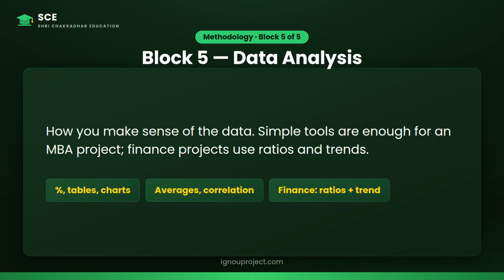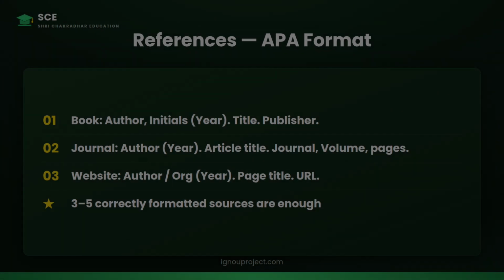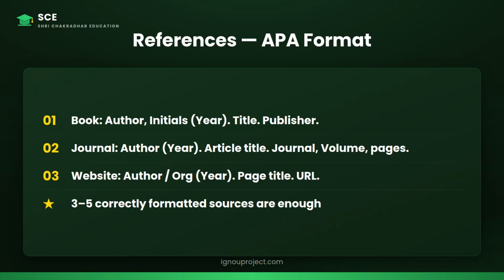So remember the 5 building blocks of methodology: design, population and sample, sampling method, data collection, and data analysis. When you state all 5 clearly in your synopsis, your methodology looks professional and gets approved. A vague or missing methodology, on the other hand, is one of the fastest ways to get sent back for correction. Next, let's quickly cover how to list your references correctly, and then move to the project guide and the approval process. Let's quickly handle references, and then the project guide.